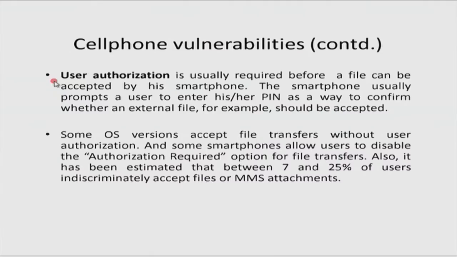For example, user authorization is usually required before a file can be accepted by a smartphone. The smartphone usually prompts a user to enter his PIN as a way to confirm whether an external file should be accepted or not. So typically, if you enter a PIN correctly, then that permits the system to accept some other file from the outside. However, some operating system versions accept file transfers without user authorization, and some smartphones allow users to disable the authorization required option for file transfers.